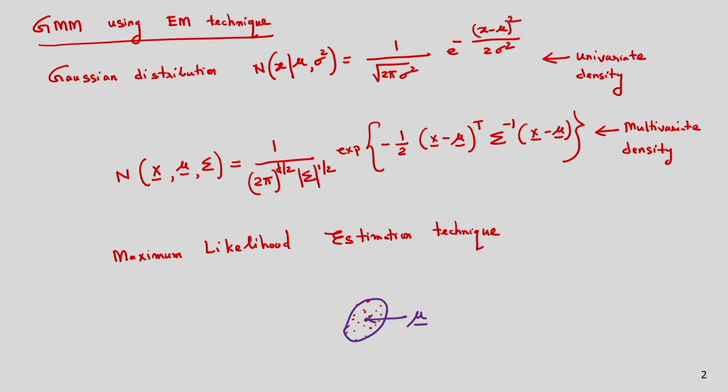Now how to determine the values of the parameters? I already told you, we have to apply the maximum likelihood estimation technique. So move to the next slide. What we need to consider is the log of the Gaussian distribution in case of maximum likelihood estimation, take the derivative and equate it to 0.